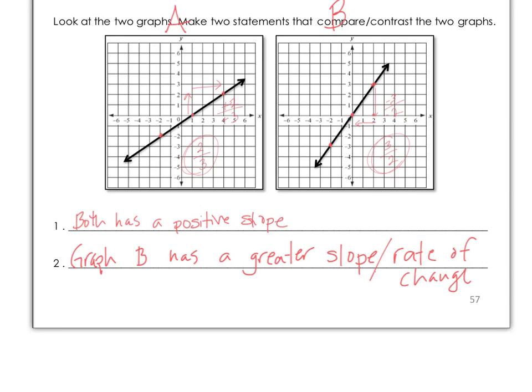Or you can look at the steepness of the line, right? I could also have easily said graph B is a steeper line. And a steeper line means it has a higher number with its slope, a larger number with its slope. Okay, it's increasing at a faster rate.